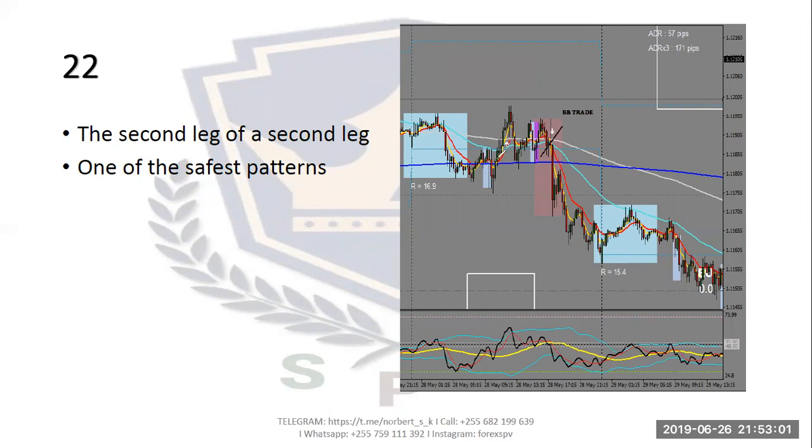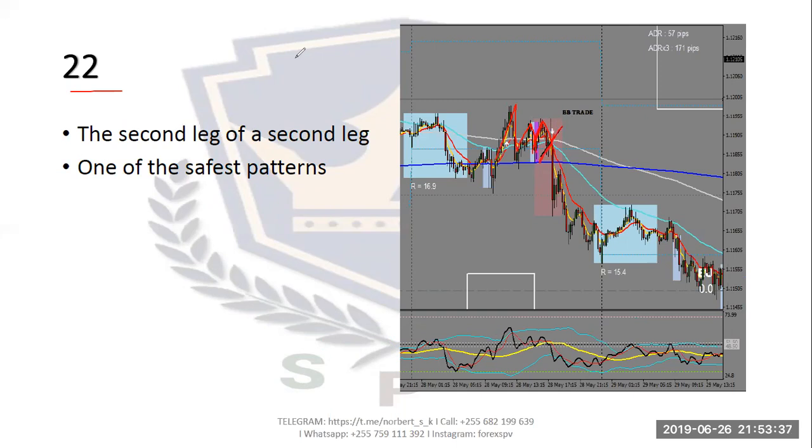So here is the first leg for the M formation. The dealer has formed an M, but he came back for another stop hunt. And this one is basically the third leg. So this one is the second leg of this second leg. That's why we call it the 22 pattern. So here is our entry. This one is one of the patterns.